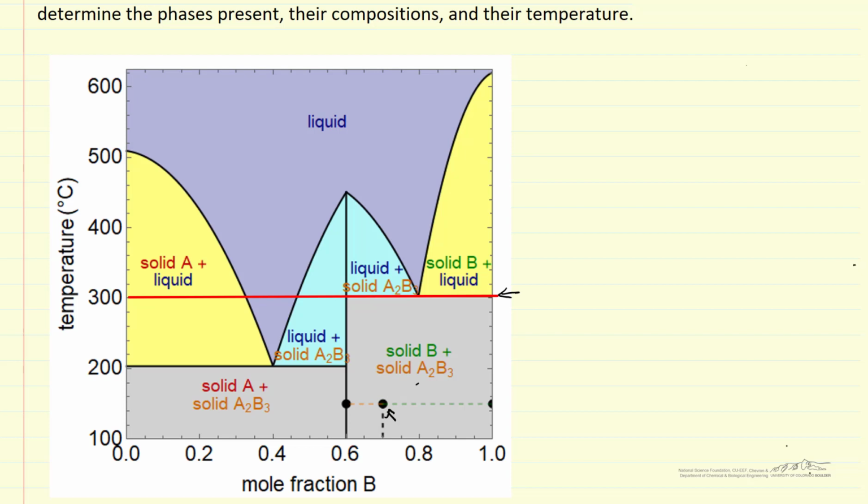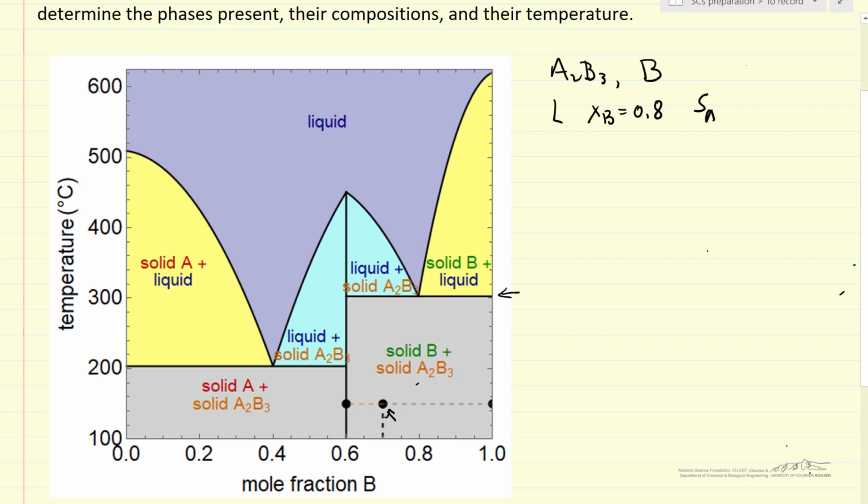And so at that temperature, we'd have a mixture of the solid A2B3, the solid pure B, and the liquid. And let's look at the point where all of B has disappeared. So we're just slightly above 300 now. That would correspond to just solid A2B3 and the liquid. So the liquid mole fraction of B is 0.8. The solid A2B3, its mole fraction is 0.6.